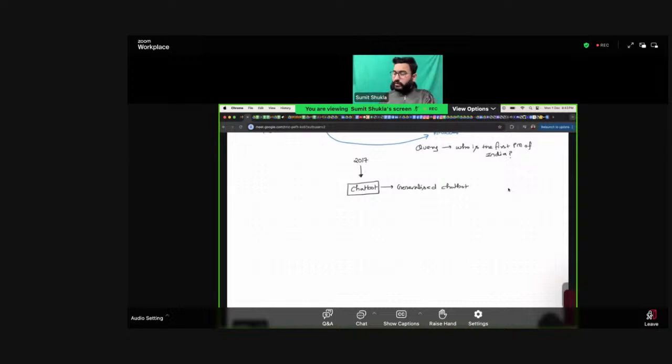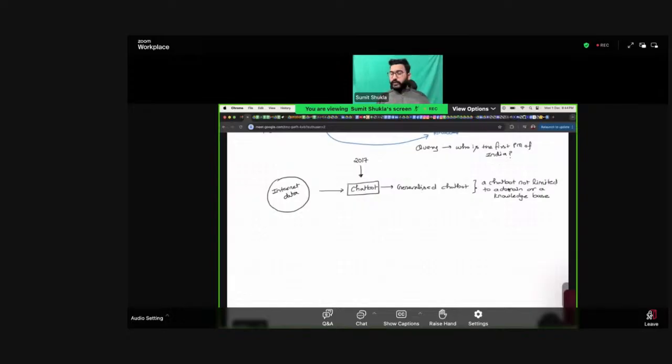But there was a problem. The problem was, if I want to make a generalized chatbot, a chatbot which is not limited to a domain or a knowledge base, they need to provide this chatbot with the knowledge of every possible topic in this entire world, which basically means they need to train this chatbot using internet data.